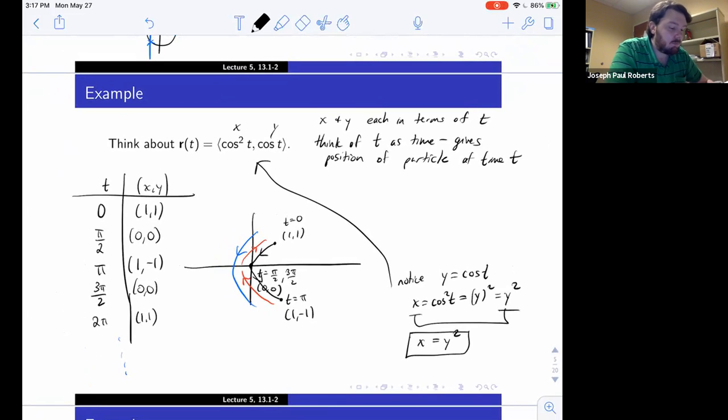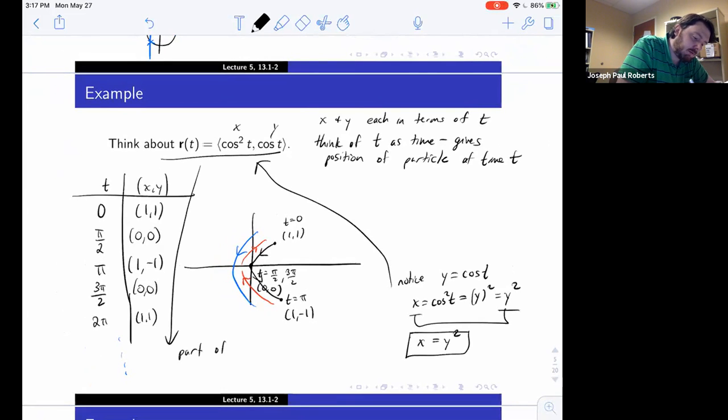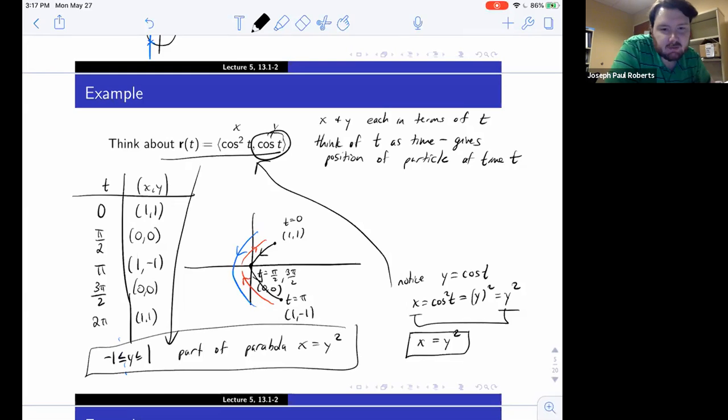And so now that tells us that this curve is part of the parabola x equals y squared. And then if you look at y is cosine t, what's the range of cosine t? It's -1 to 1. So it's not the entire parabola, but instead it's just the part of this parabola for y between -1 and 1. And so you're going like this, and then you're going back, and then back and back. It just keeps repeating itself.